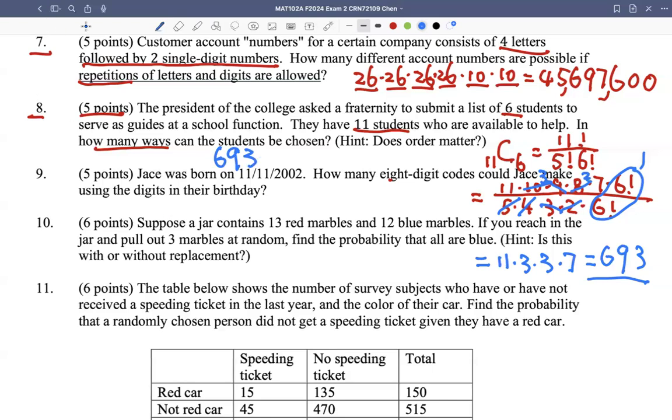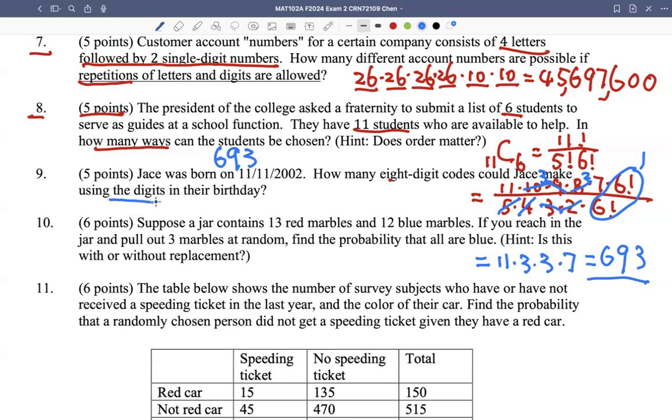Okay, now let's see 9. 9 is a little bit tricky. But we did have one similar question on the review. Let's see, Jace was born on November 11, 2002. So how many 8-digit codes could Jace make using the digits in her birthday?